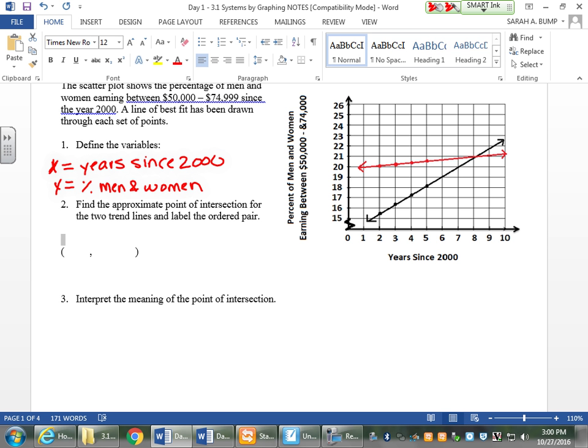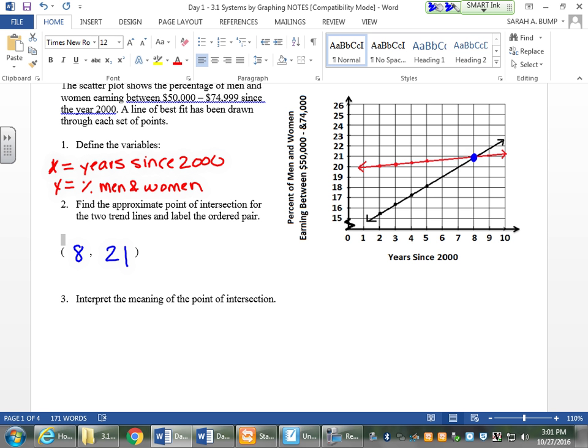income bracket. So for part 2, it says find the approximate point of intersection for the 2 trend lines and label them as an ordered pair. So visually, we're going to look at our graph and we're going to estimate where those 2 lines intersect one another. Okay, so we're just estimating right now. What would you estimate that ordered pair as? Okay, you can pause and think about that for a second. Pause the video if you want to and talk to your partner. And I will say the answer, which is going to be (8, 21).